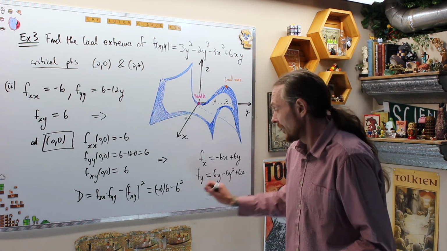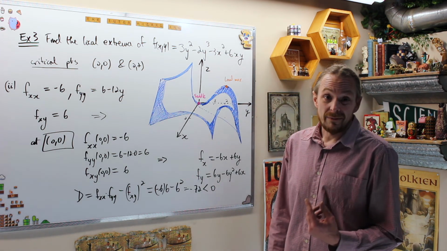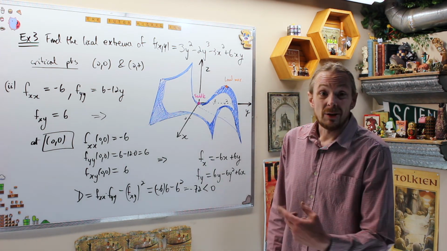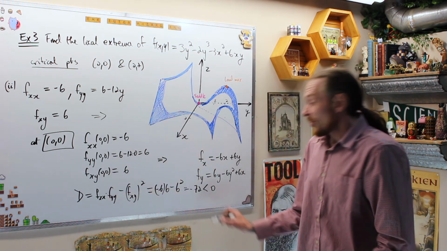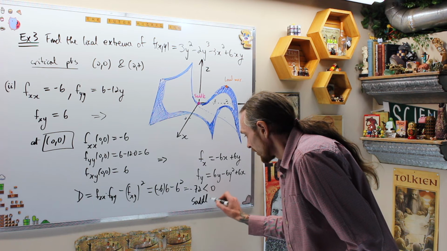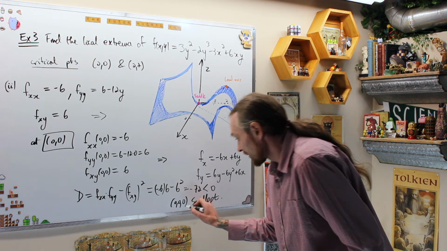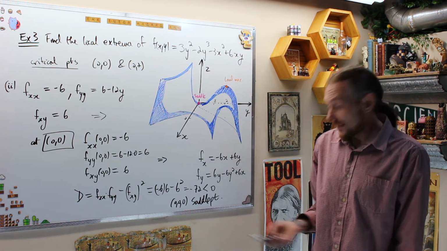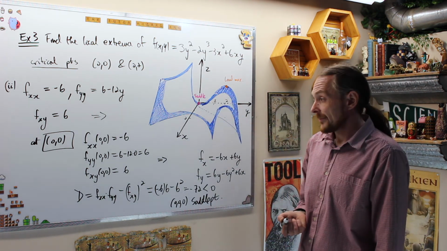Okay, -72, which is less than 0. That's all I wanted it for. That says the discriminant is less than 0. I don't even have to compute anything else or think about that. When the discriminant is negative, saddle point. So that means 0, 0, f of 0, which is also going to be 0, is the saddle point for that curve right there. There it is.